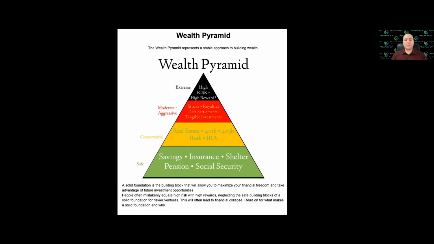Moving up, we have level 3. This is moderate to aggressive. Now, these are just samples of what might be in each of these categories. These are not all inclusive, okay?